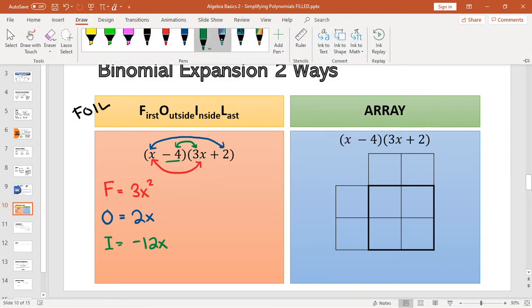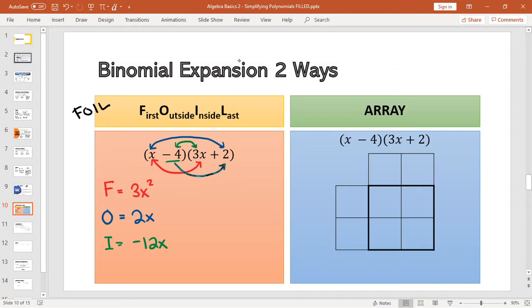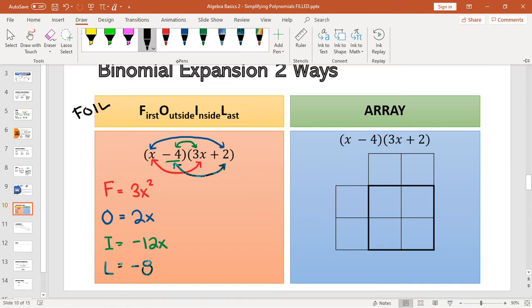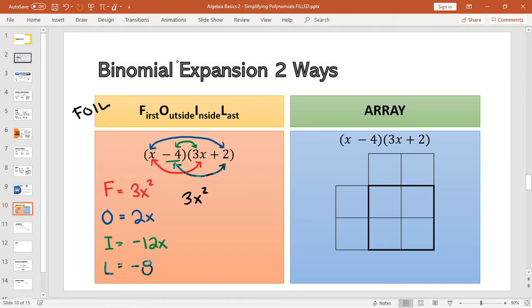And L stands for last, which is the two last things multiplied together. So I'm going to have negative 4 times positive 2, which is negative 8. So these are all the things that are going to go into my simplification, and at the end I just gather them up together. My first step would be 3x squared plus 2x minus 12x minus 8. And my second step is 3x squared minus 10x minus 8.